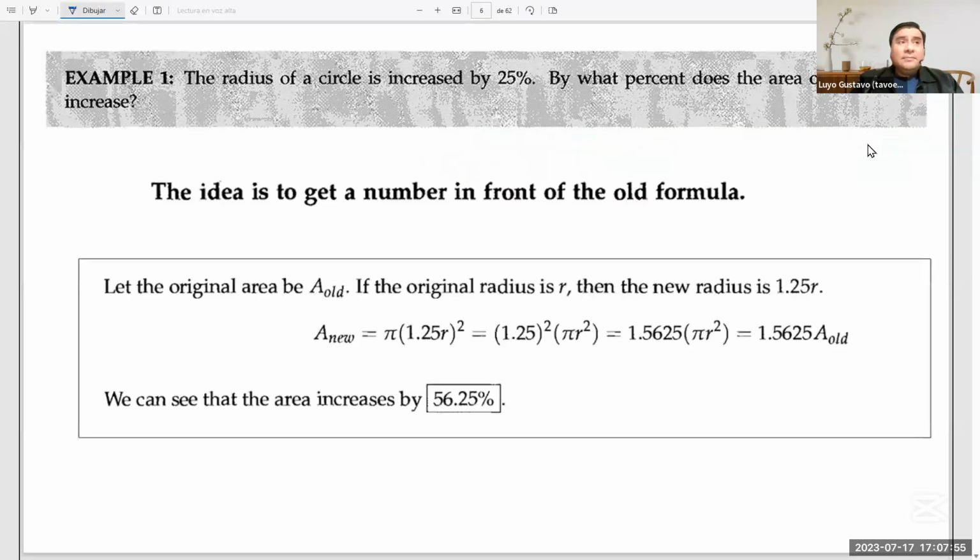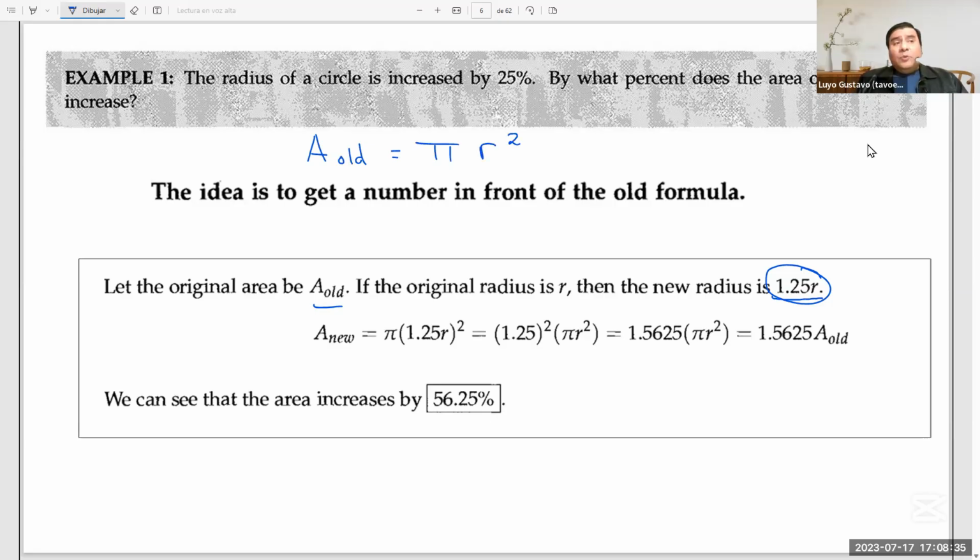How can we get that? Take a look. If the original area is this, then after increasing the radius by 25%, that means we multiply the original radius by 1.25. So this would be the new radius. If you now calculate the area of a circle with this radius, what would be the area? It would be pi multiplied by the square of the radius, because the old or original area is pi times the square of the radius.